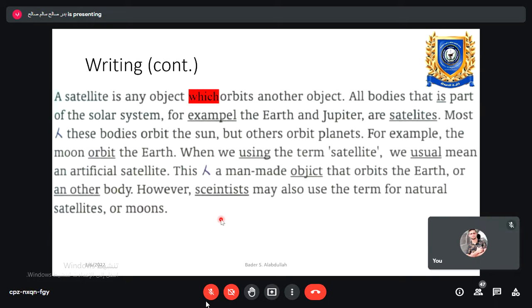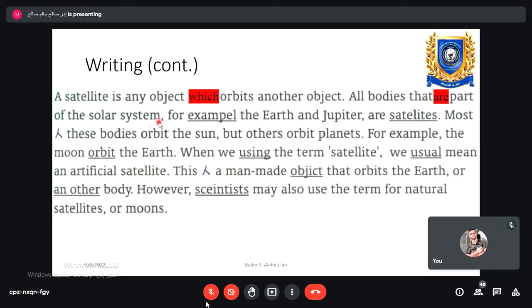Okay, also you need to differentiate between mistakes. Not all mistakes are the same. There are grammar mistakes, spelling mistakes, punctuation mistakes. Okay, so the first one is a spelling mistake. All bodies that is part of the solar system. So this is are. All bodies that are part of the solar system. So instead of is, we have are.